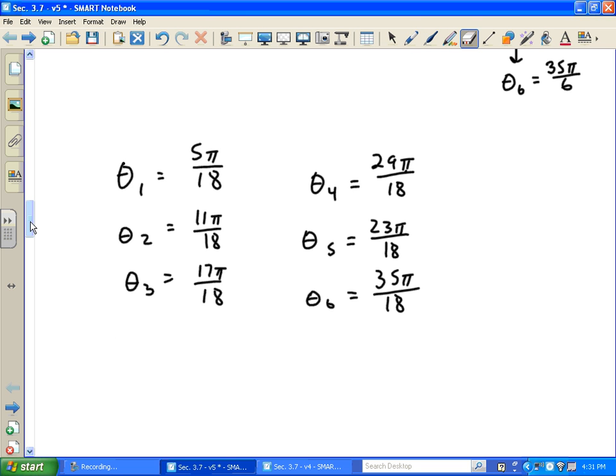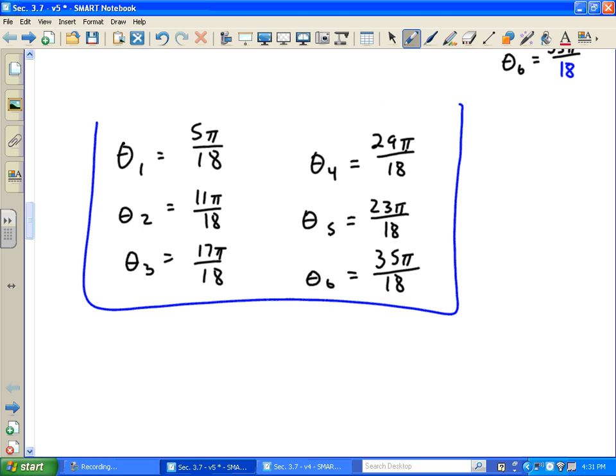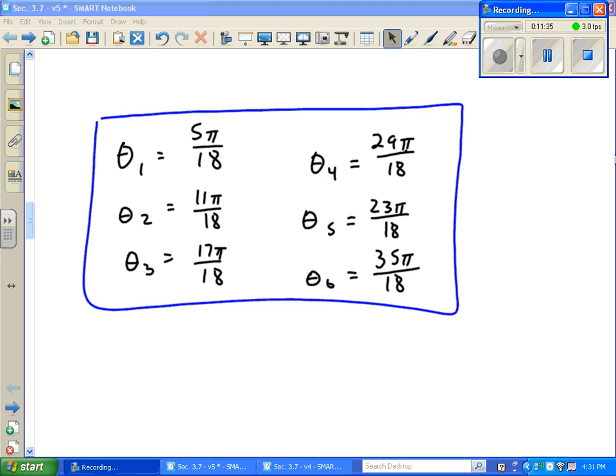And I need to correct that. I see I have the wrong denominator right here. Okay, and those are your final answers. You have 6 answers. That's what we said we should have originally, and we have that. This concludes this lesson on solving trig equations.